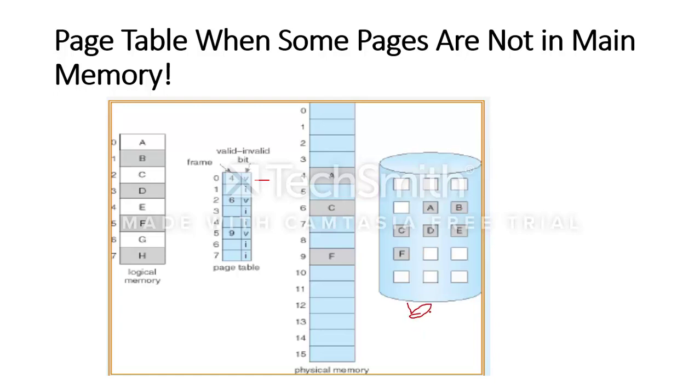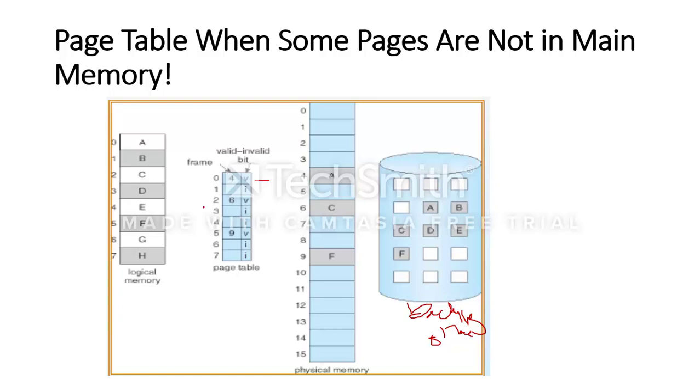This is a backing store, or you can call it the secondary storage location. This is your hard drive. So if it's not in the physical memory, you find it in the secondary storage.